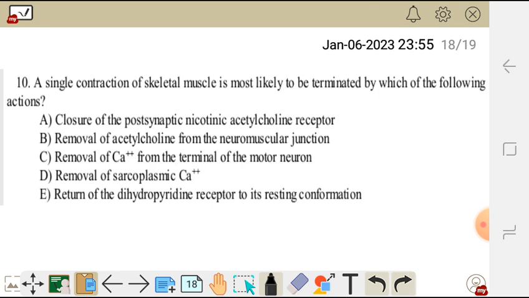So removing sarcoplasmic calcium causes the muscle to relax. If you remove calcium, then the muscle relaxes. So the correct answer for question 10 is D.